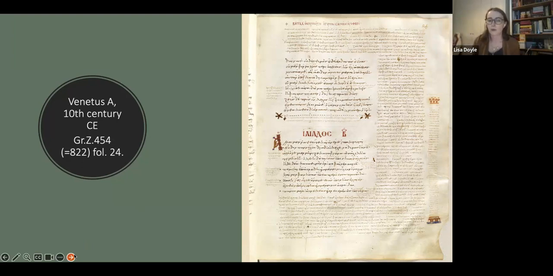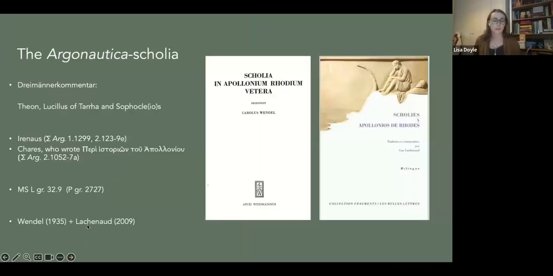They are a big part of my work as well, because as I mentioned, Apollonius was a scholar. He was engaging with other Homeric scholars. The scholars who wrote the scholia that I look at were engaging with other scholarly discourses. So really, I'm thinking about ancient Greek scholarship here. So to talk to you about the Argonautica-scholia, which is what I'll be focusing on today.